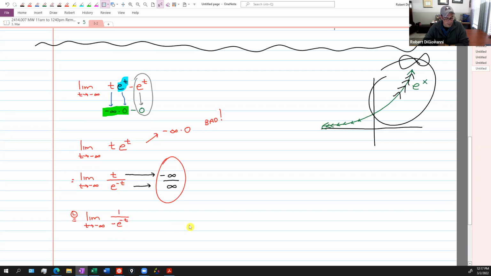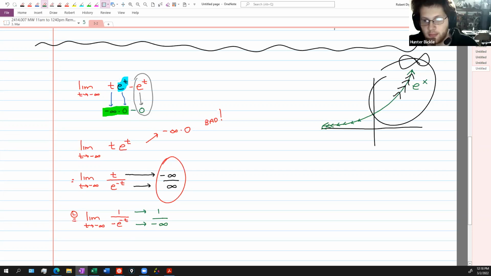Now we look at this limit. The top goes to 1. The bottom goes to, let's see, check it again. You got to be careful here. We're letting t go to negative infinity. Negative infinity is positive infinity. So e to the positive infinity is infinity. And then negative. So the bottom is headed to negative infinity. Where does that go? 0.